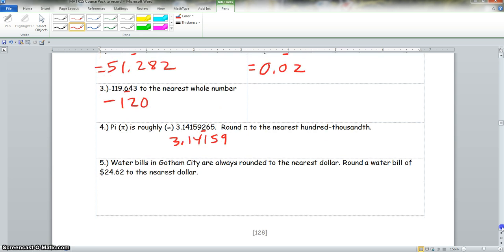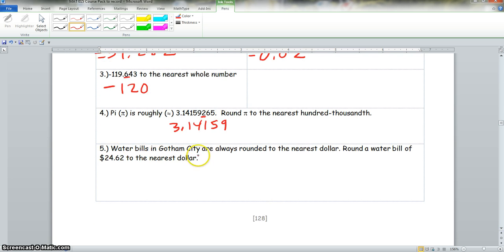Now we scroll down here to number 5. Water bills in Gotham City are always rounded to the nearest dollar. Round a water bill of $24.62 to the nearest dollar. They want you to round to the $1 place, which is the ones place. So we look to the right of it. That's between 5 to 9. So our final answer is $25.